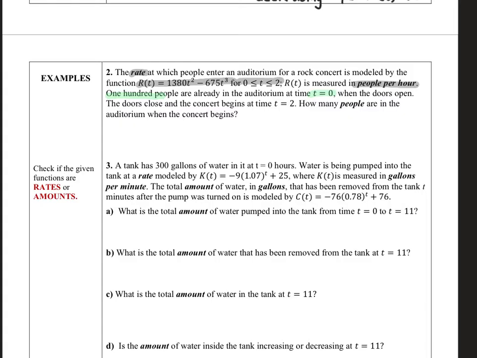The doors close and the concert begins at time t equals 2. The question wants to know how many people. So I have a rate R of t that is people per hour, and I'm asked how many people. Just analyzing the units tells me that I'm going to need to do an integral. The integral is going to accumulate all the people that are entering from 0 to 2, but then I also have to consider the 100 people that were there beforehand, so I need to add the 100 to this. And then putting this in the calculator gives me 1,080 people.